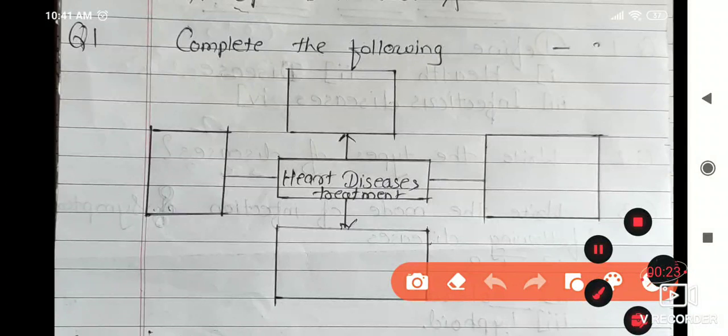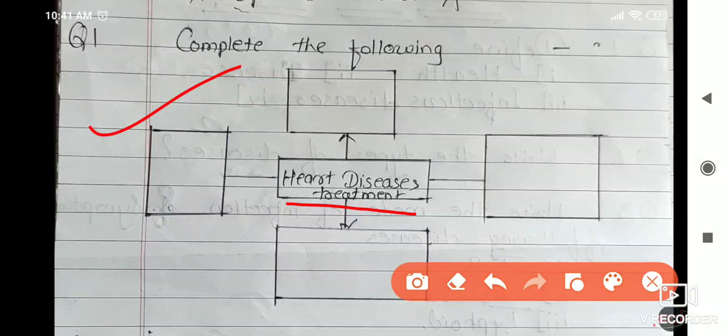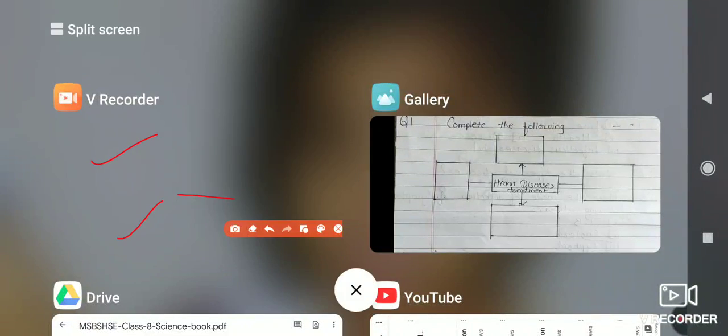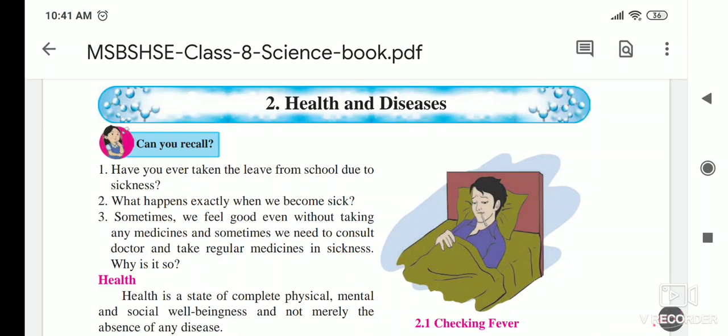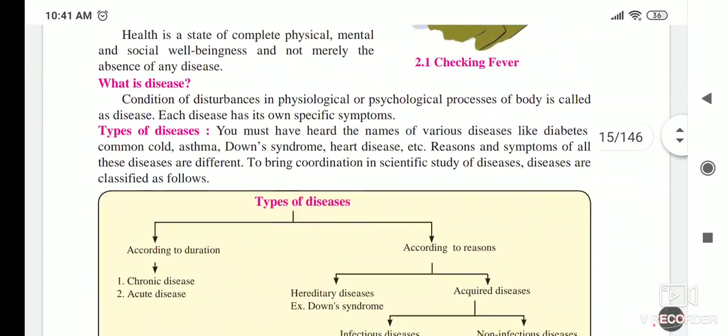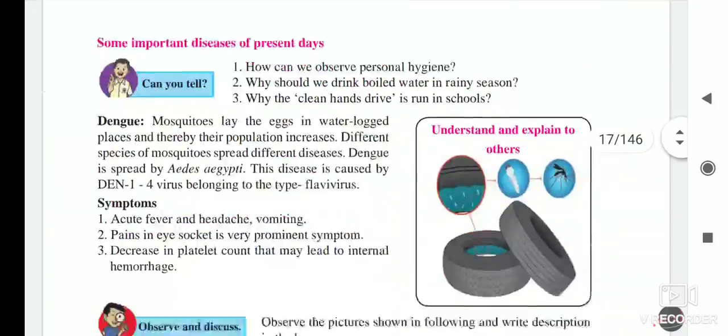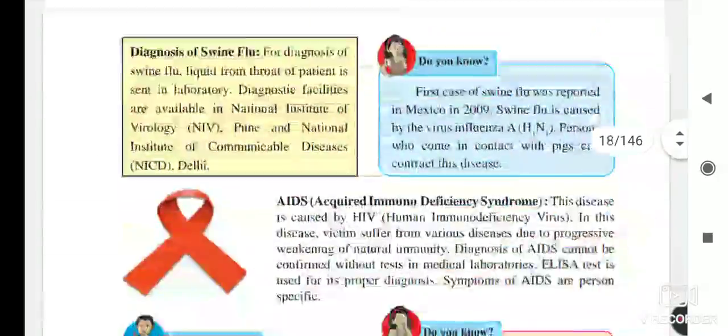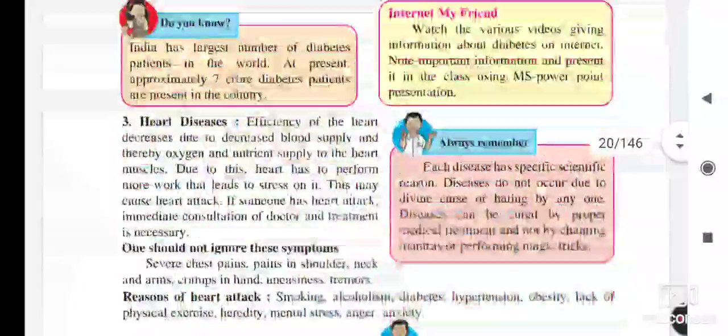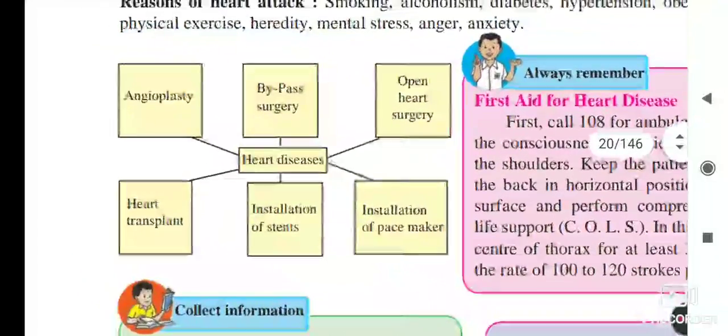The question is to complete the following: heart diseases and treatment. I think you got this question very easily in the textbook, because this is the activity which is given in our textbook. So here is the question, and this is the activity I gave you from your textbook.